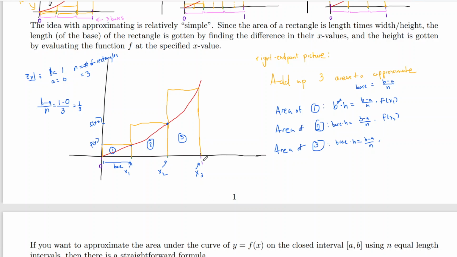And then finally, for x3, the height is this point right here. We could pretty easily figure that out because that's actually 1 for our problem, and we have y equals x squared, so it should just be 1 squared. But to keep it in general terms, this would be f of x3.